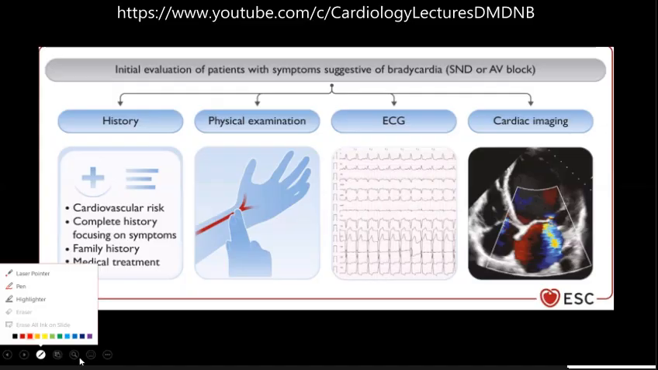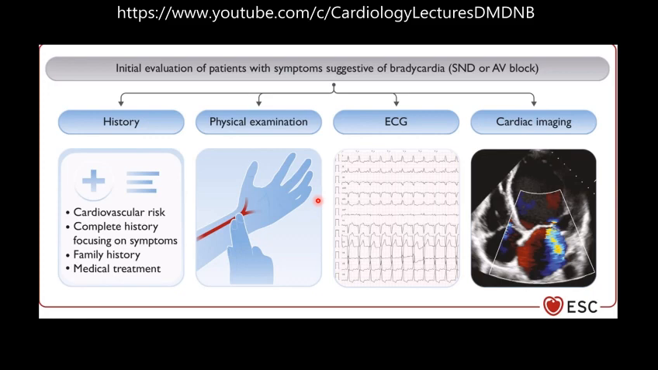So I'll go through the workflow for the initial evaluation of patients with symptoms suggestive of bradycardia in the recent guidelines, and I think this all reflects our current clinical practice. It moves through the different spheres of evaluation, starting right from the history of the symptoms, syncope or presyncope, precipitating factors and other cardiovascular risk markers. The history is symptom directed in this instance.